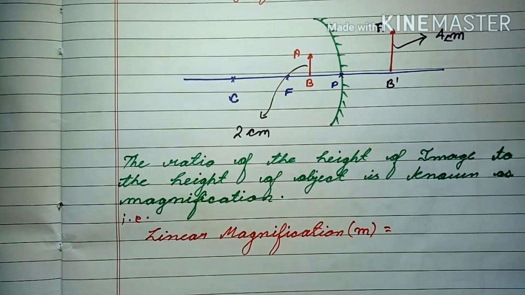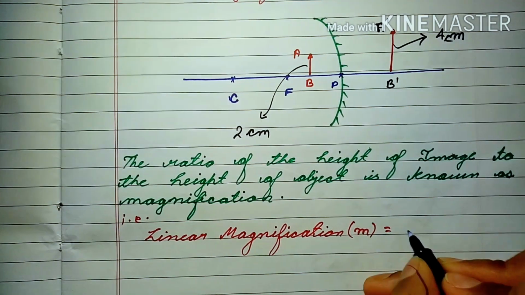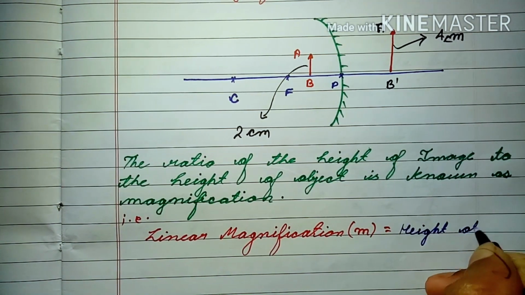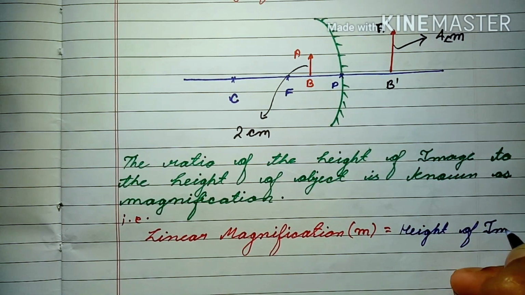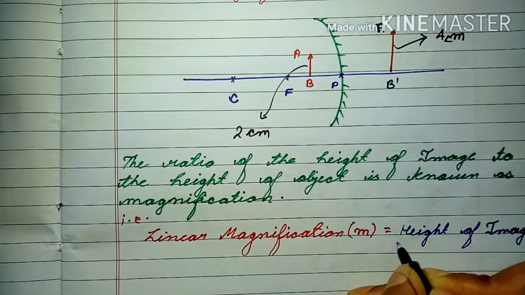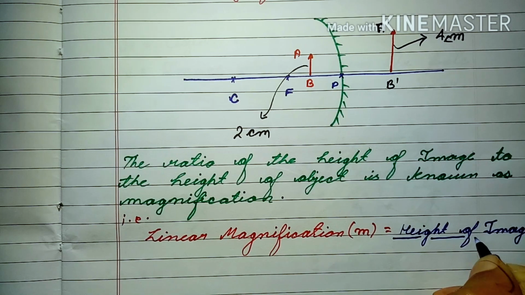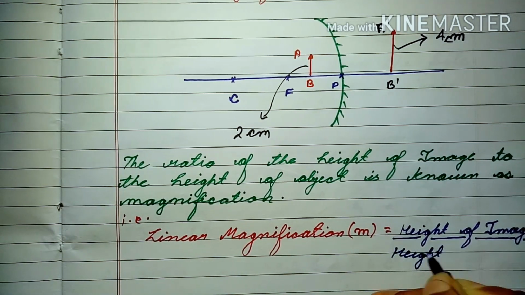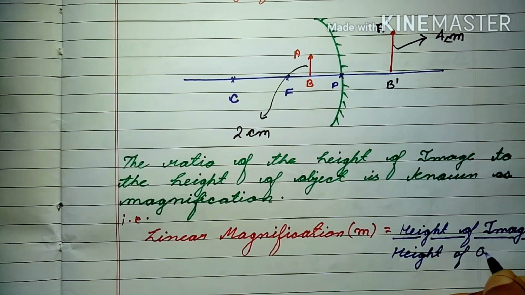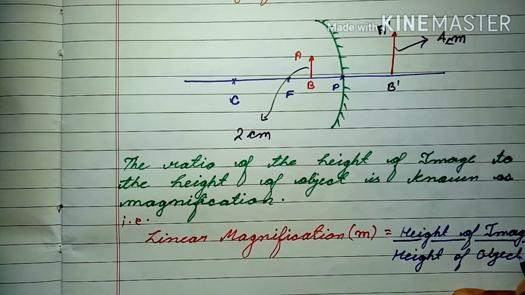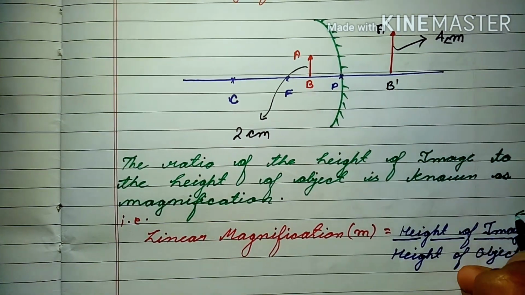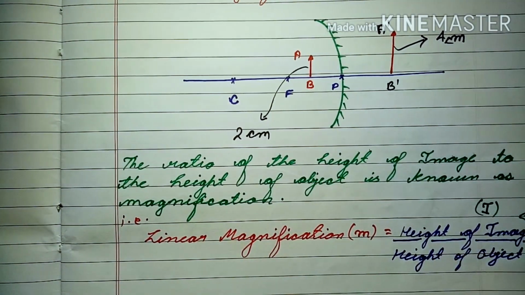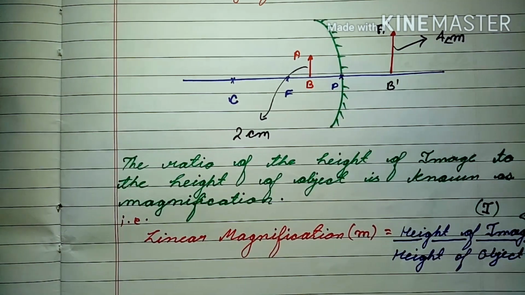It is equal to the height of the image upon the height of the object, and the height of the image is denoted by I and the height of the object is denoted by O.